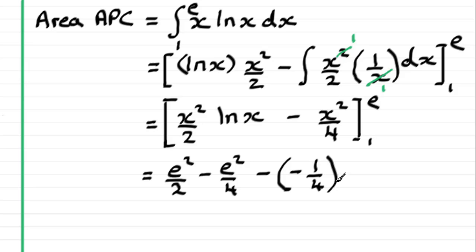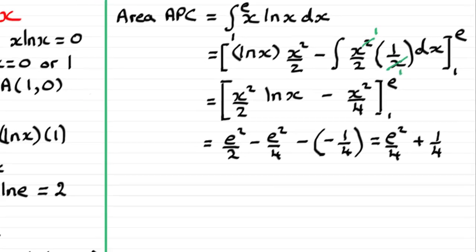So what we have here is half e squared minus a quarter e squared, so that's going to be a quarter e squared, or e squared over 4, same thing. And then we've got plus a quarter. So that's the area of our first region here under the curve.